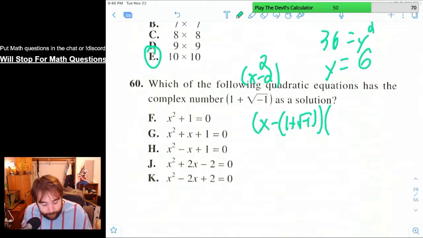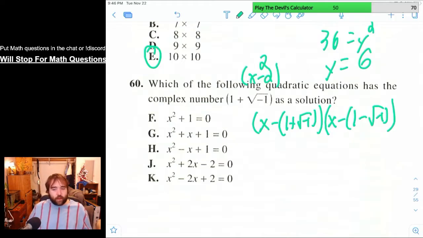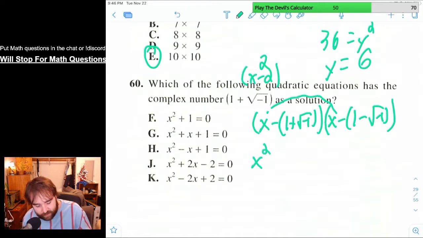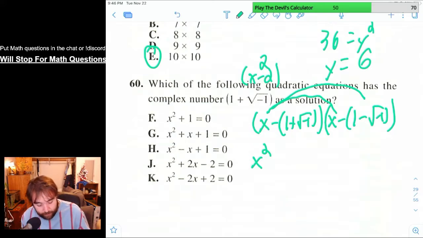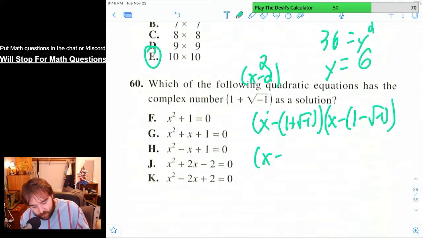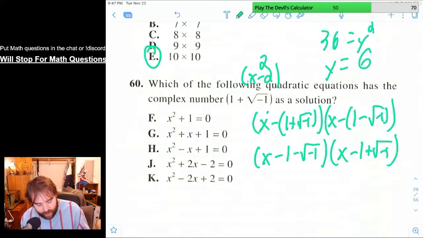So if we do that, we're going to have x minus 1 minus root negative 1. So that's definitely the equation. Now if you're doing it this way, you would just want to FOIL and see what you'd get. So you'd have x times x, that's x squared. You'd have x times 1 minus root negative 1. Actually, times minus that. So before we do that, we should distribute that negative so we're less likely to make a mistake. So we've got x minus 1 minus root negative 1 and x minus 1 plus root negative 1. Now we're less likely to make a mistake.